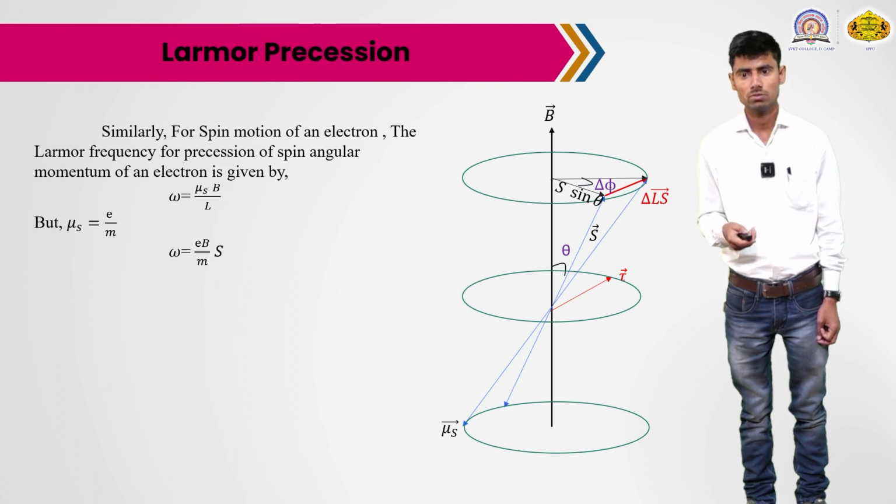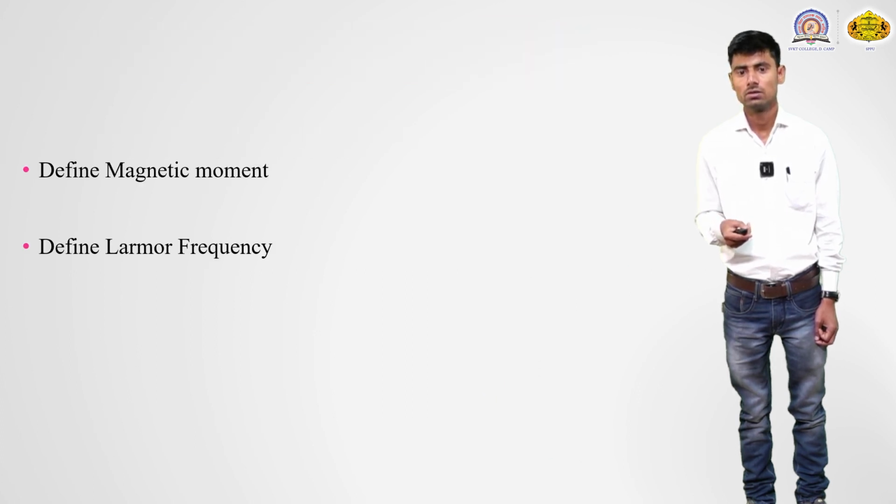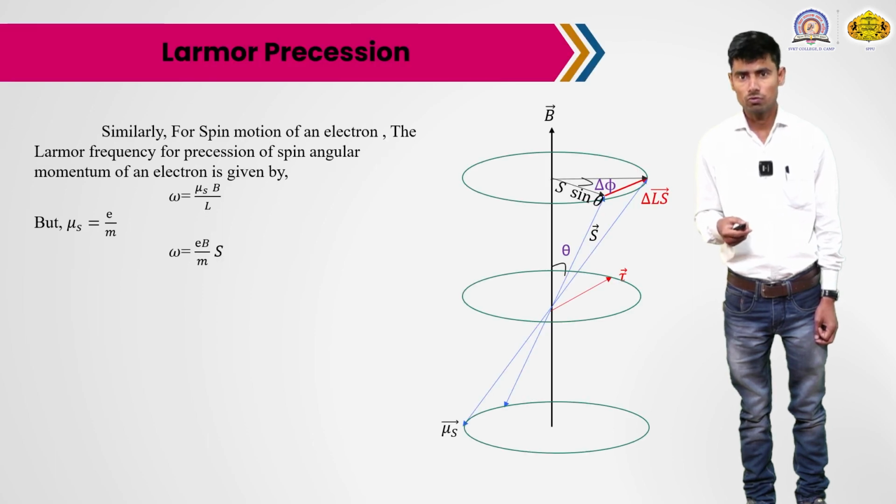Similarly, for the spin motion also, as you can observe from the figure, the spin angular momentum also precesses around the magnetic field, and the angular velocity of the precession is given by omega equals mu s B divided by s. So here mu s is e by m, and you will get omega equals eB by m. So I will lose my s here. Finally, you will get omega equals eB by m. So eB by m is the Larmor frequency of precession for the spin vector.